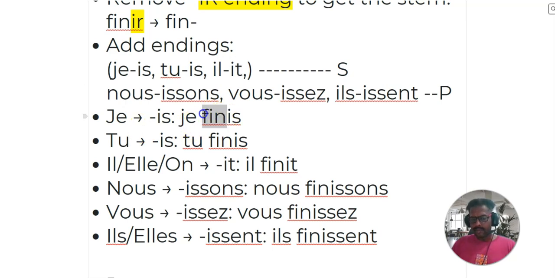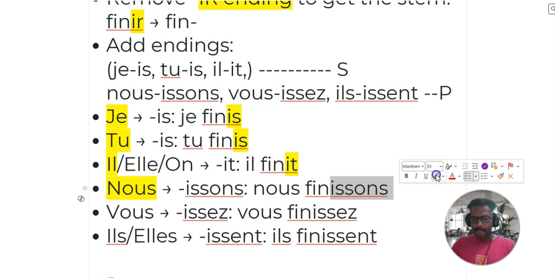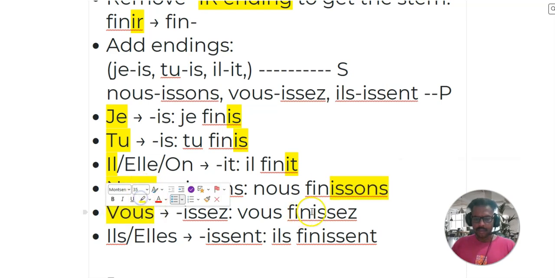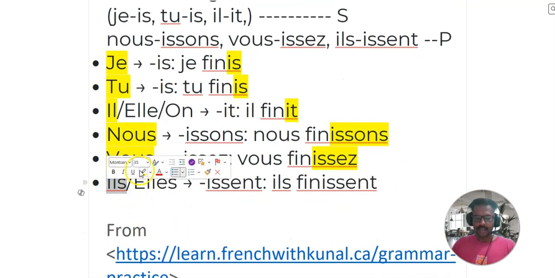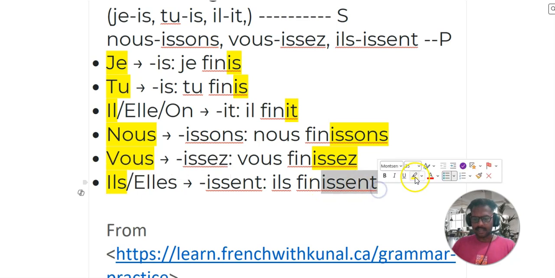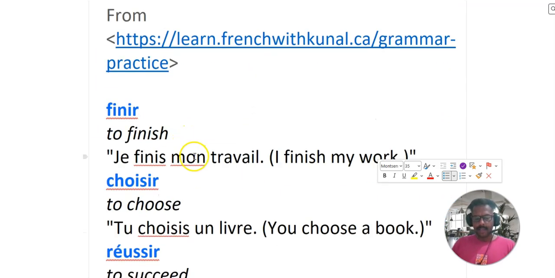So now we have the stem, and then we add the relative ending depending on the subject. With je goes is, tu goes is again, and with il goes it, then with nous comes issons, with vous comes issez, with ils comes issent.